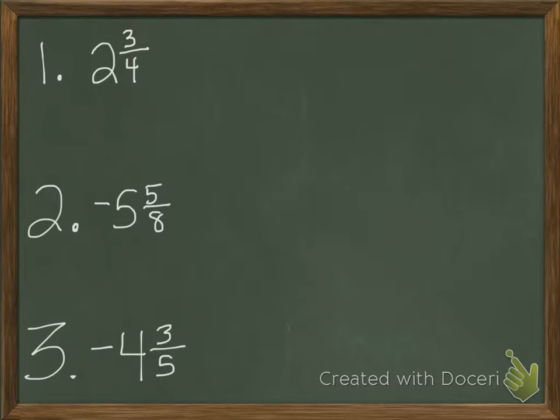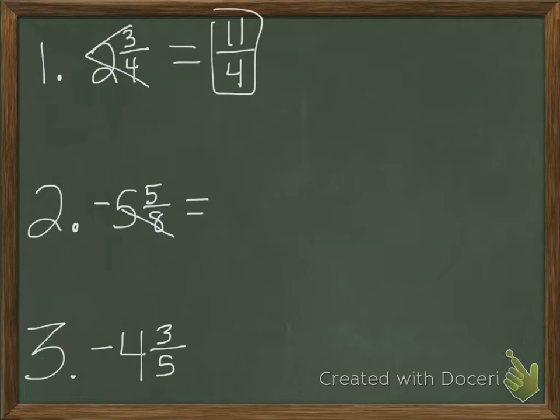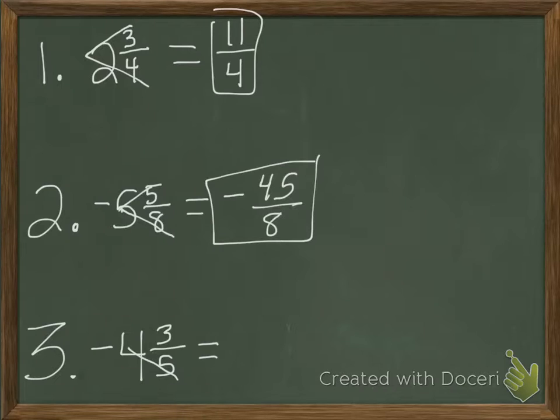Now that you've had a chance to try those on your own in your notes, let me show you the answers. So on this one, I'm going to do 4 times 2, which is 8, plus 3, which is 11. So the answer is 11/4. This one, I'm going to do 8 times 5, which is 40, plus 5, which is 45. So the answer is negative 45/8. And this last one, I'm going to do 5 times 4, which is 20, plus 3 is 23. So my answer is negative 23/5.